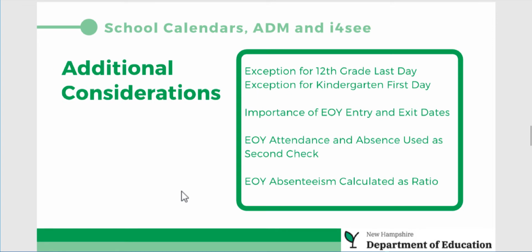Some additional things to consider. It's going to be important that if you have a different end date for your grade 12 students, that you indicate that. If you have a different start date for kindergarten, maybe kindergarten didn't start until a week later, that you indicate the first day of kindergarten, and we'll show you how you do that.